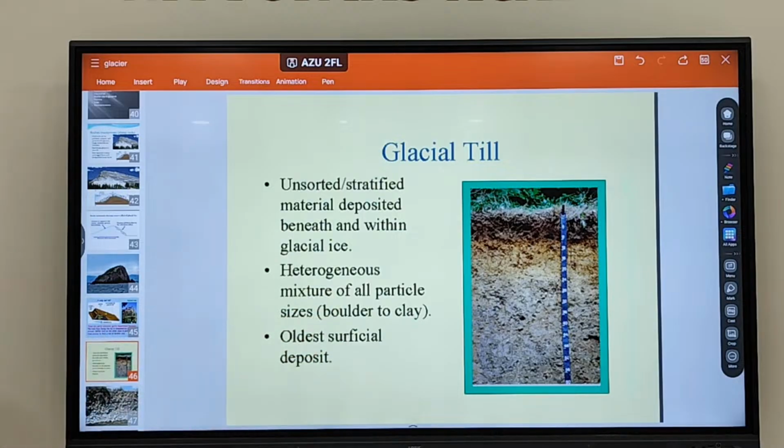So what is glacial till? It is an unsorted stratified material deposited beneath and within glacial ice. And it is heterogeneous. Heterogeneous means what? Different materials are there. Small sediments also, bigger sediments also. So different sediments are there. That's why they are unsorted. They are not arranged in a particular manner. They are unsorted.